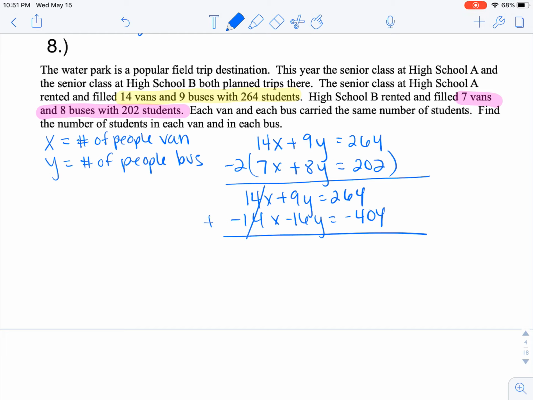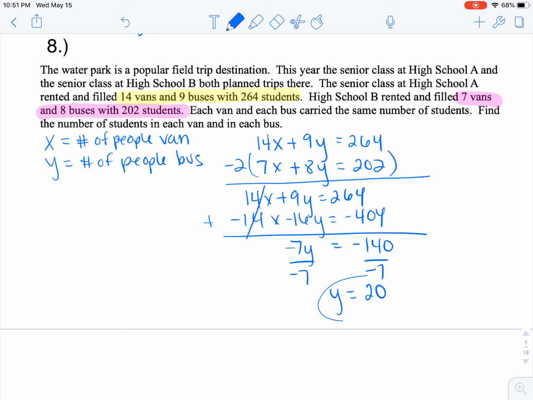So -14 and 14 cancel. 9 plus -16y is going to be -7y. 264 plus -404 is going to give me -140. And then we divide this and we get y equals 20. So that means 20 people are on a bus.